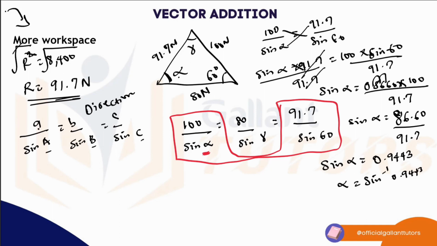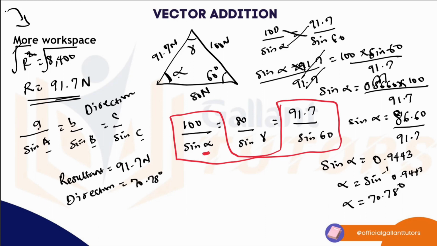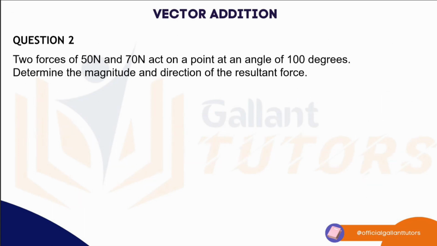So use a calculator. You can't deduce this. Use a calculator to get your answer. With my own calculator I got 70.78 degrees. Is that clear? Your SI unit matters a lot. So finally I'll say the resultant is equal to 91.7 Newton, while the direction is equal to 70.78 degrees. Is that clear? Good.